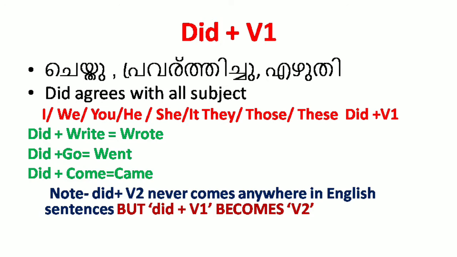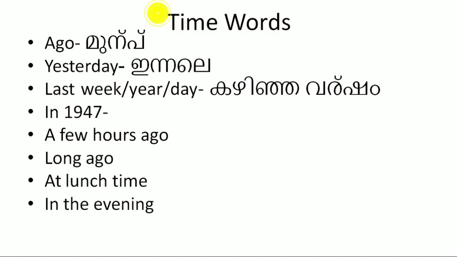Such examples are here. Note: did plus V2 never comes anywhere in English sentences, but did plus V1 becomes V2 in the sentences. We have split the auxiliary in the earlier video that I think you know very well.